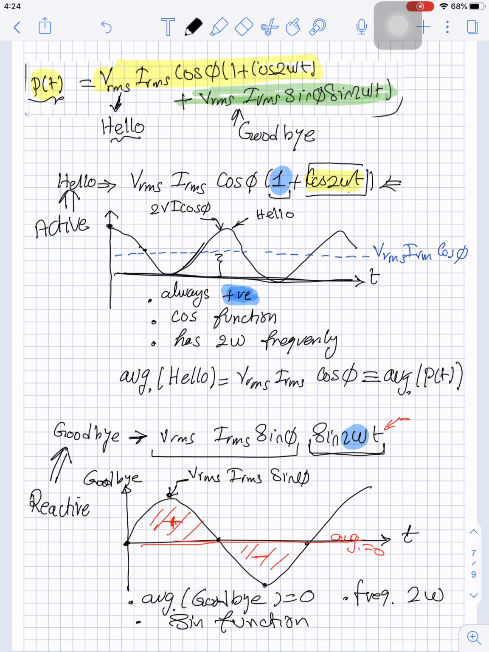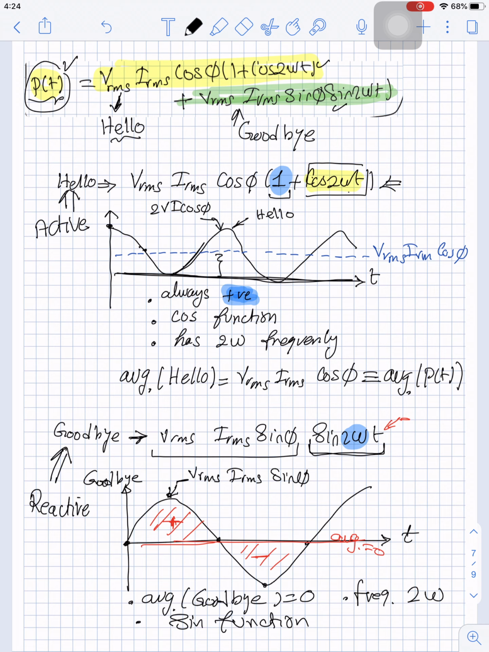So what is the characteristic of the active component? It's a cos function with double the frequency. It has an average. This average is equal to the average of the actual power inside the system. What is the characteristic of the reactive power? It's a power with 0 average. It has no average, and it is a sine wave with double the frequency of the source. And your P of t, your actual power P of t, is the addition of the two components, the hello component and the goodbye component. If you add them, you will get the exact power in the circuit.